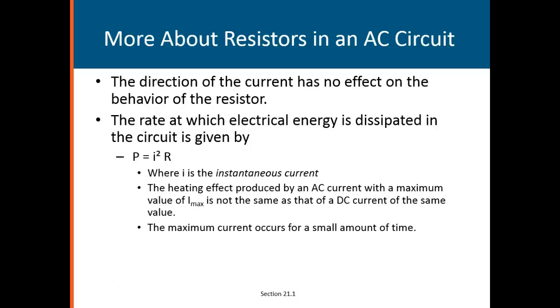Okay? Direct current, the electrons are all going in the same direction. That's why it's called direct. Alternating is because of otherwise. So it doesn't matter what direction they're going, because they're changing constantly, back and forth, back and forth. Okay? The rate at which electrical energy is dissipated is given by this.